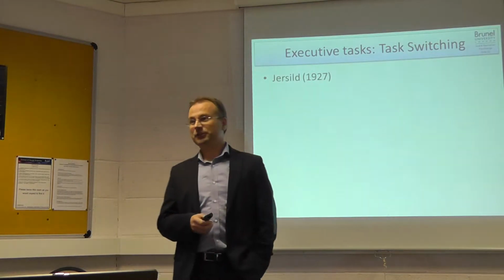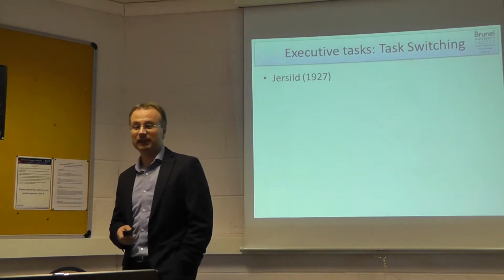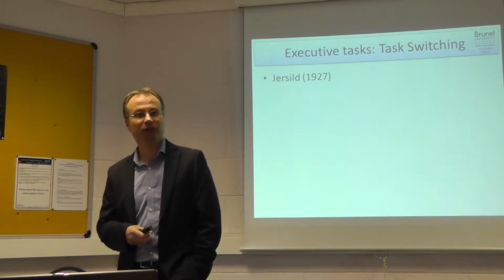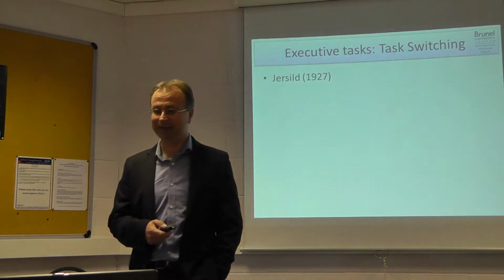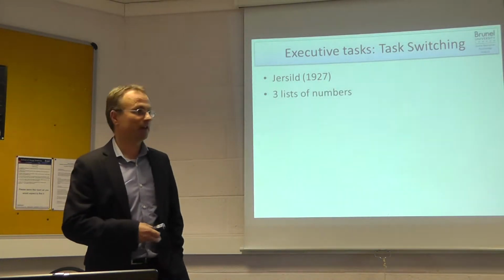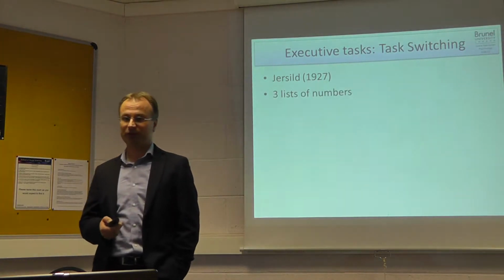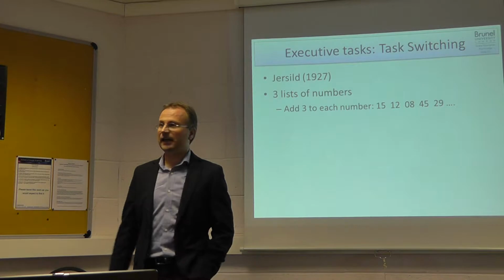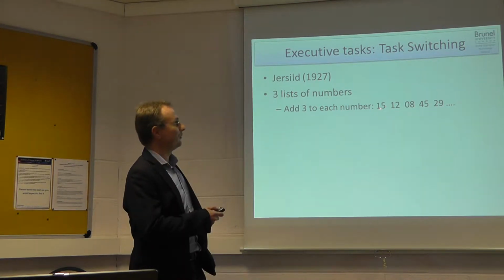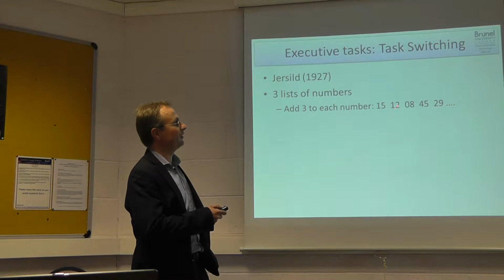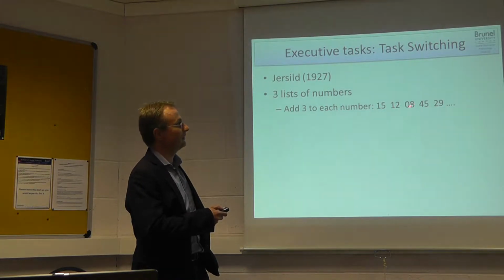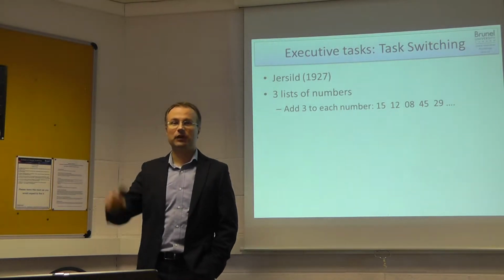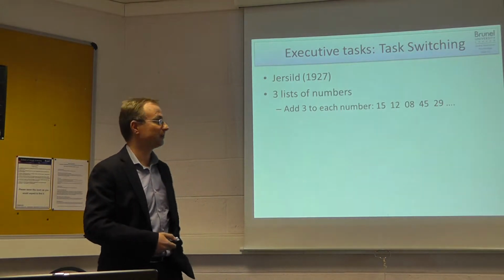And the first task switching study which has been done was by Jersild nearly 100 years ago. And in those times, people didn't have computers, so what they used were just paper and pencil. And what he had were 3 lists of just numbers. And on the first list, he had participants just add 3 to each number. So 15 plus 3, 18. 12 plus 3, 15. 8 plus 3, 11, and so forth. And he measured the time it took them to complete the whole list.